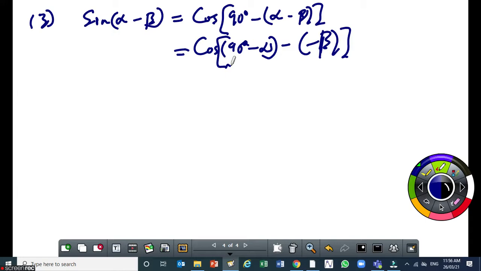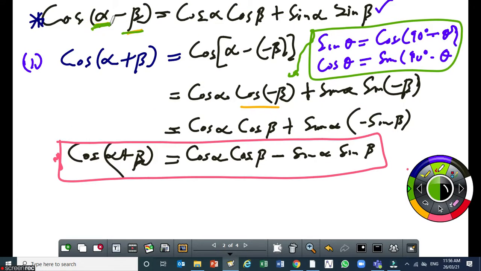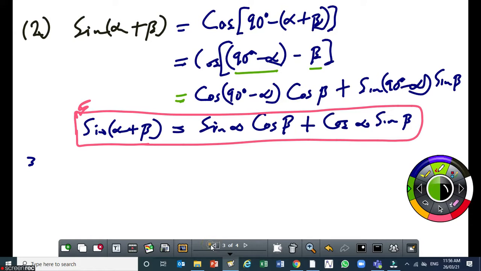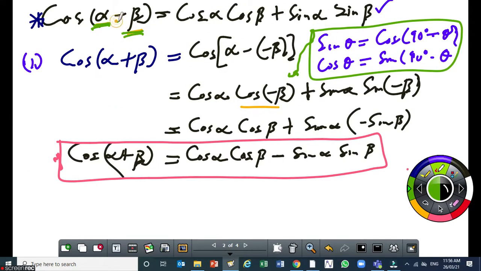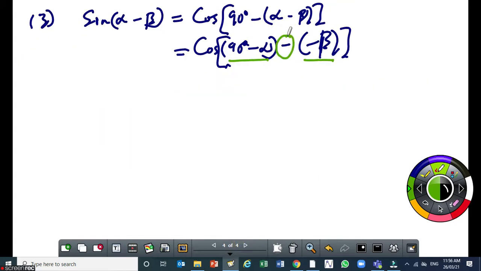Why did I do that? It's because this 90 minus alpha, can you look please? Can you look before you start writing? Can you stop writing for a while? That 90 minus alpha is like this alpha, right? And this minus beta is like this beta here. There is a minus here. So you can see that. That minus is going to be this one here. So I'm using the first compound formula to derive the other three. And when you are doing it, your mind must be sober. Okay?